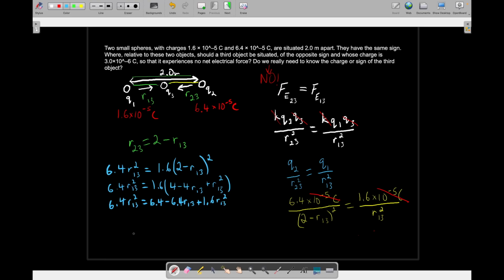So we have to make this equation equal to 0 on one side. We're going to put 0 is equal to, and subtract 6.4 R13 squared from the right side of the equation. On the right side we then get 6.4 minus 6.4 R13 minus 4.8 R13 squared. 1.6 minus 6.4 is minus 4.8, hence this value. Now we're done with this part. We've gotten down to the equation, and all we have to do is plug this into the quadratic formula. So I'm going to go to the next page.